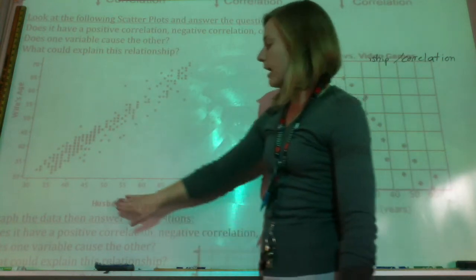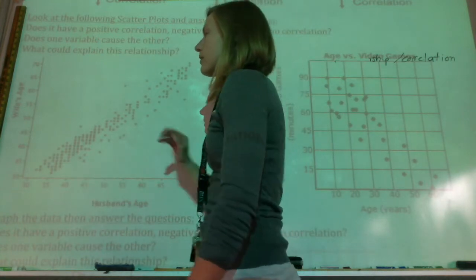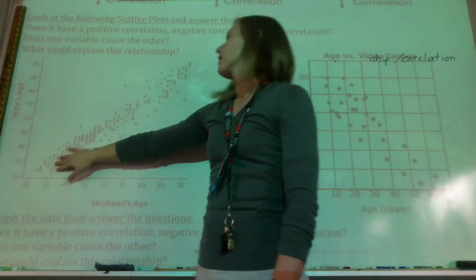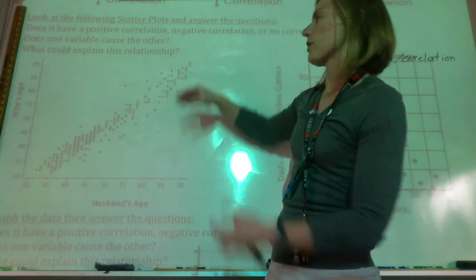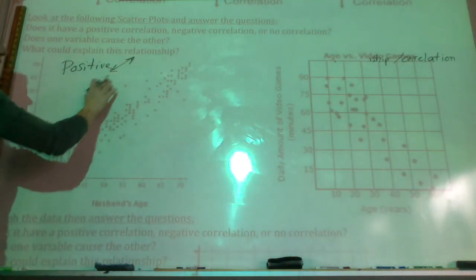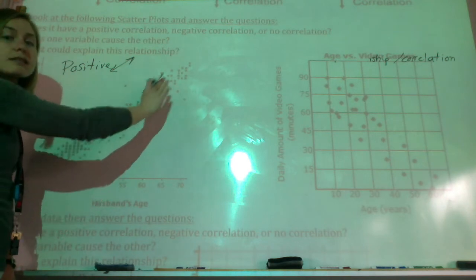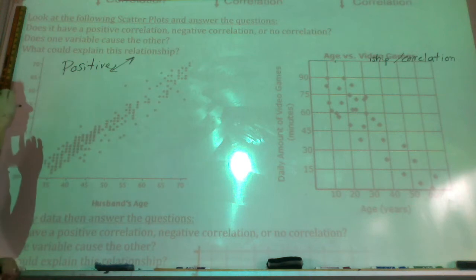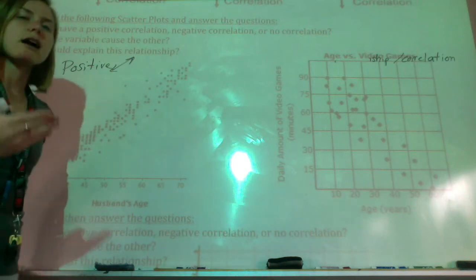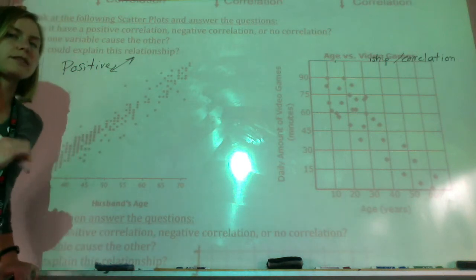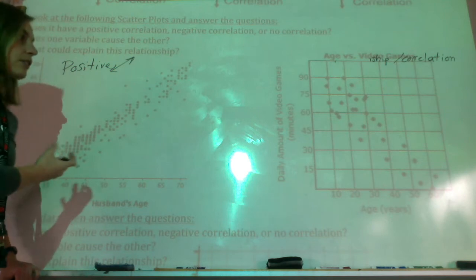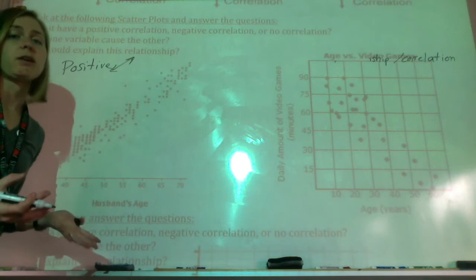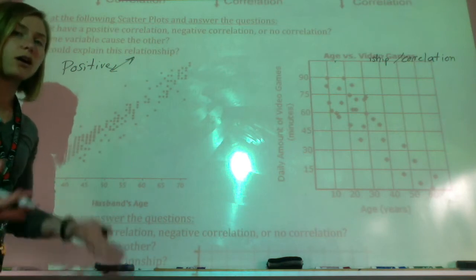Here we have a husband's age being graphed according to the wife's age. And we definitely see a positive correlation going on, because as one increases, the other increases. So we have a positive correlation going on. Does one variable cause the other? Does a husband's age cause the wife's age? No, we can see that there's definitely a relationship. Just because the husband's old doesn't mean the wife has to be old. Doesn't mean one causes the other.